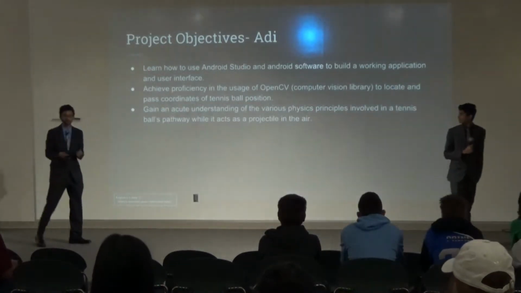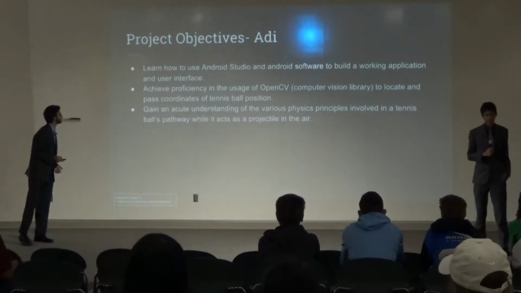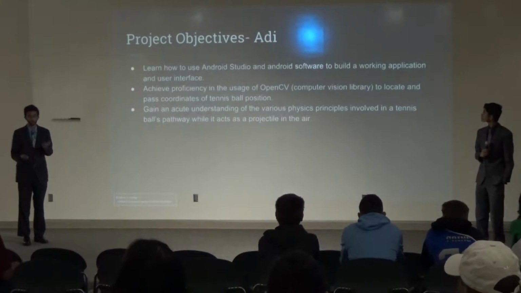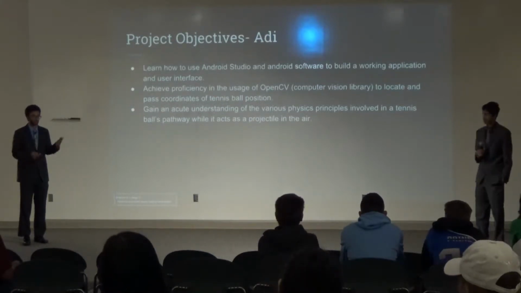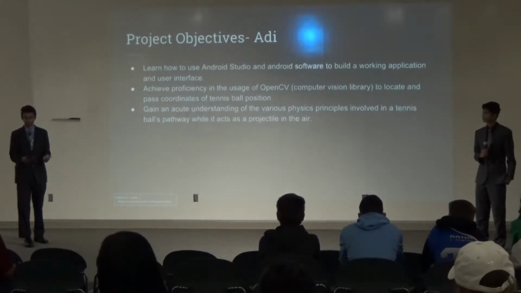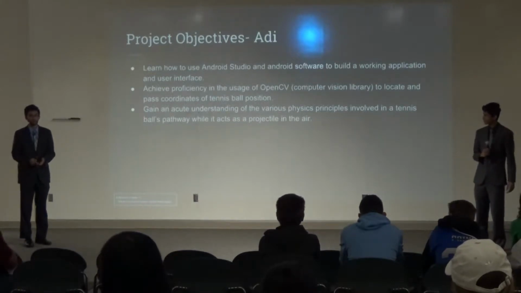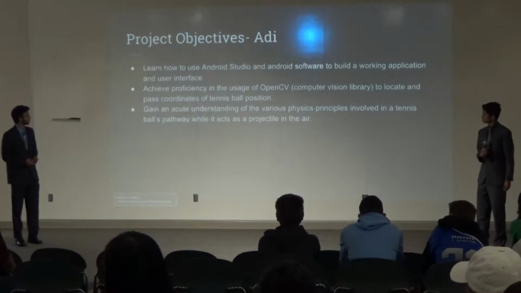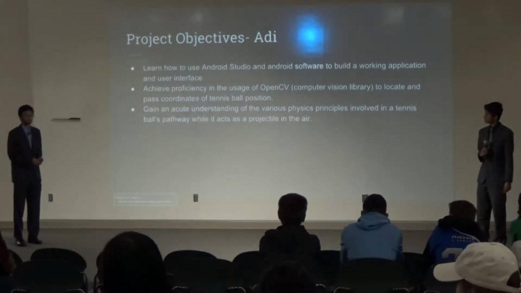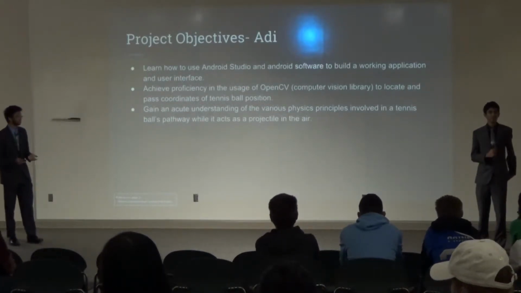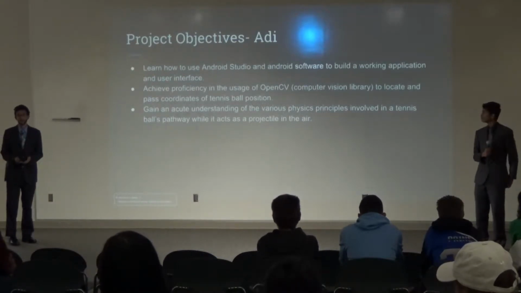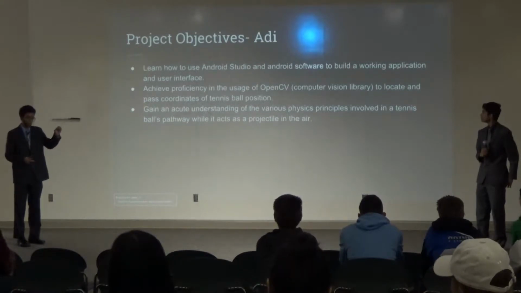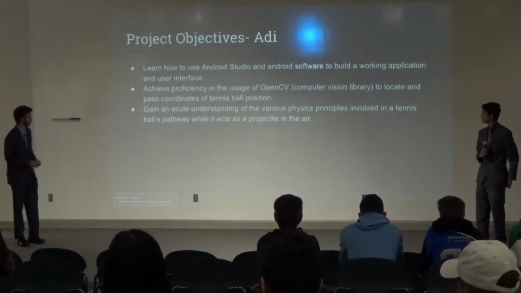Okay, so my project objectives are as follows. The first is to learn how to use Android Studio and to build a working application in Java. Android Studio is something that I haven't had much experience with in the past, so that was definitely a big part of my objectives. My second objective was to achieve proficiency in the usage of OpenCV, which is a computer vision library. That's the most important part of my project because that's what I need to use to analyze the ball pathway in real time.